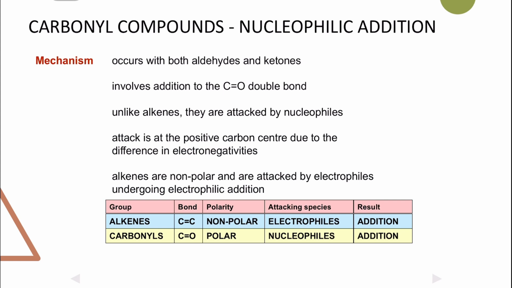The nucleophilic addition can occur with both aldehydes and ketones, both of which have the carbonyl group. It involves addition to the carbonyl double bond. So we're going to add a nucleophile to the carbon, and then we can add hydrogen to the oxygen. Unlike alkenes, they will be attacked by nucleophiles, not electrophiles, because alkenes were attacked by electrophiles. And if you remember, for the alkene addition, it was electrophilic addition.